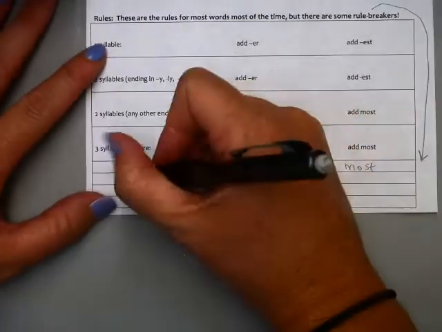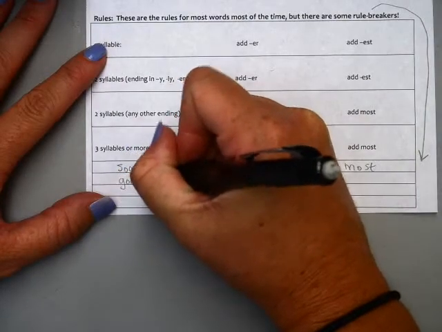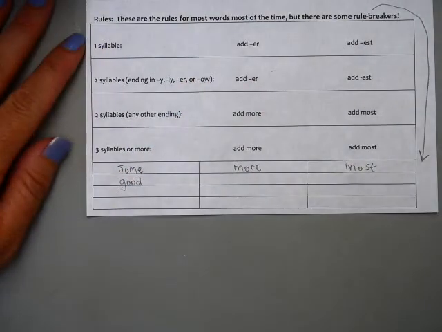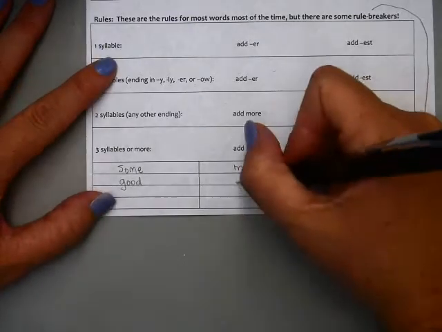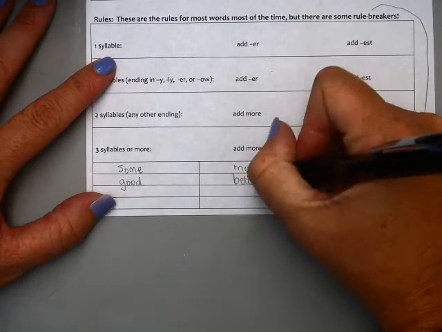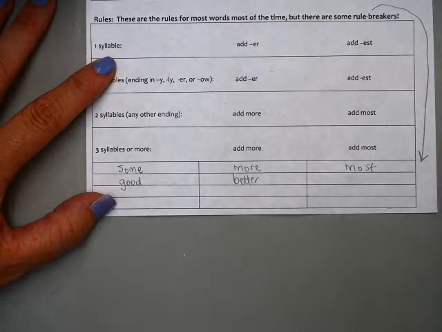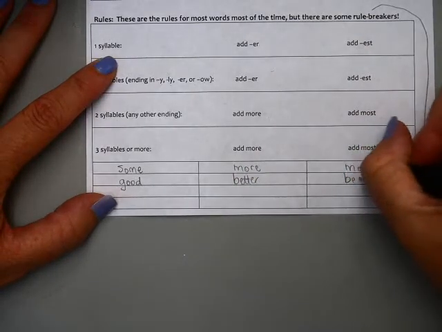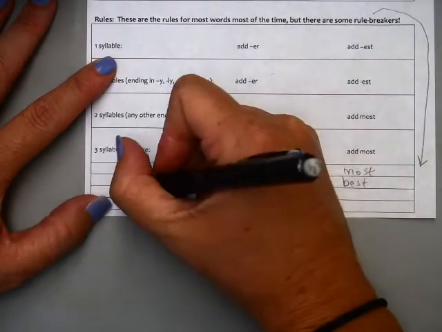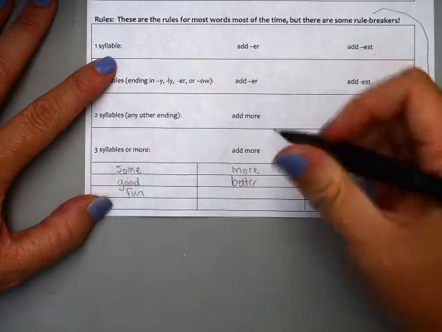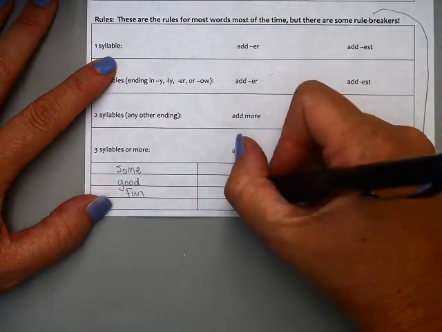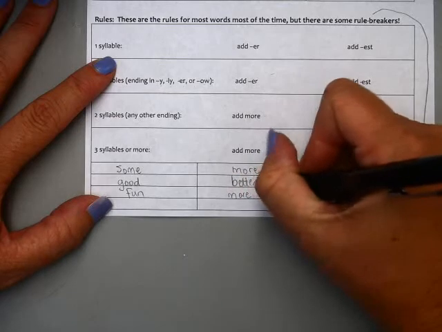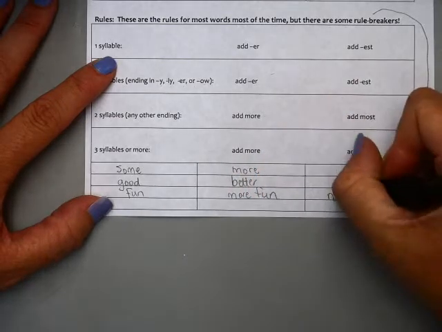What about good? Don't you tell me that it's gooder. That's not a word. So, I'm always good in class, but my friend over here, my friend is better than me. And then that girl across the room, she acts the best. What about fun? It's not funner. More fun. And most fun.